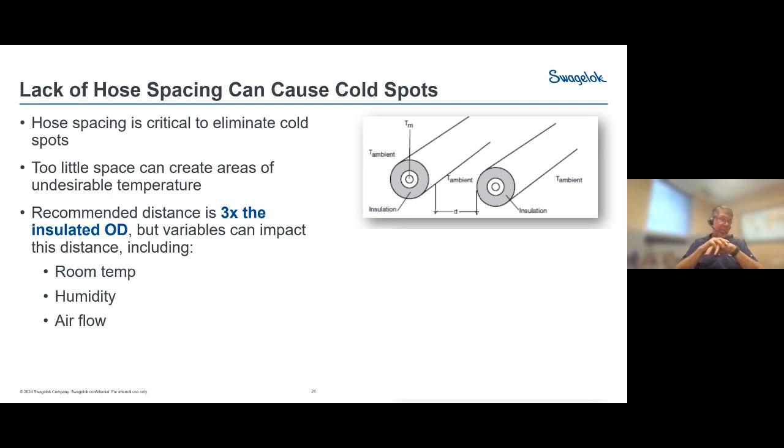It's a rule of thumb and not a rule, though, because of different things going on in the room. Different room temperatures could require more or less. Different humidity in the room could require more or less. And then also, of course, if you have a lot of airflow in the room, a lot of fans blowing on the hose, you can get away with very tight hose spacing, because you're blowing and forcing new room temperature air to all surfaces of the hose with the fan.